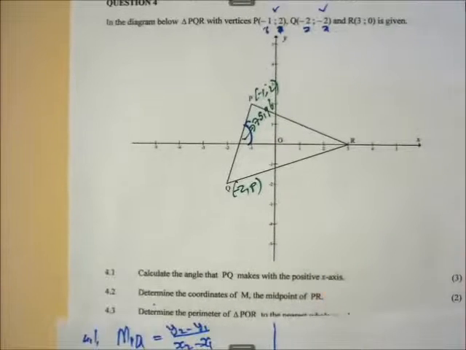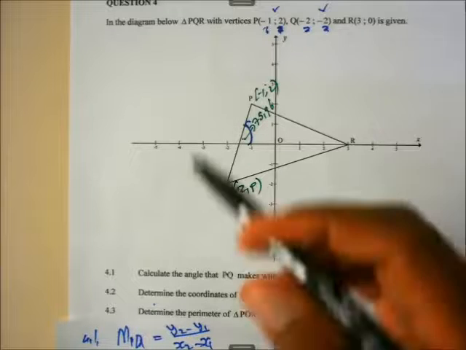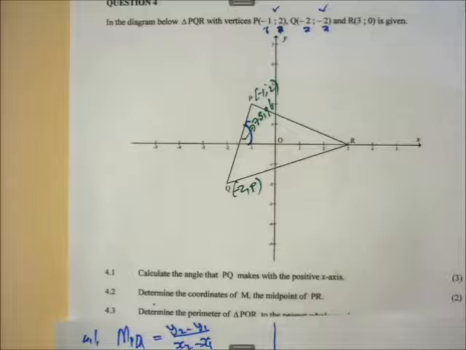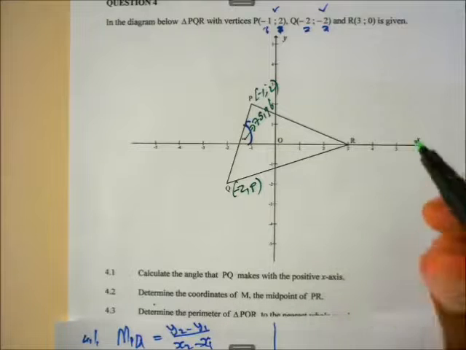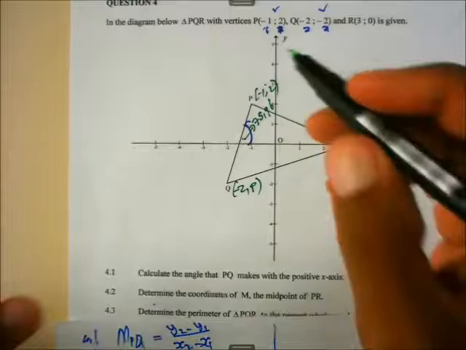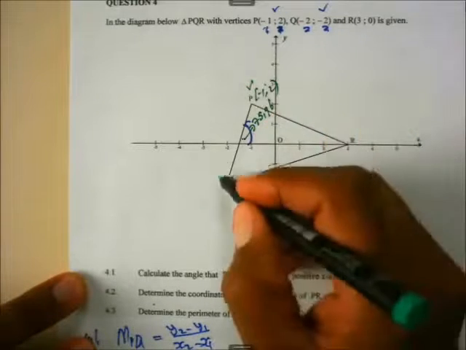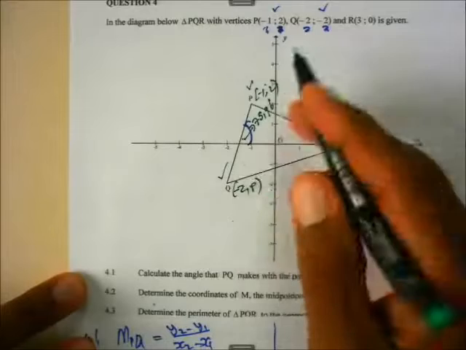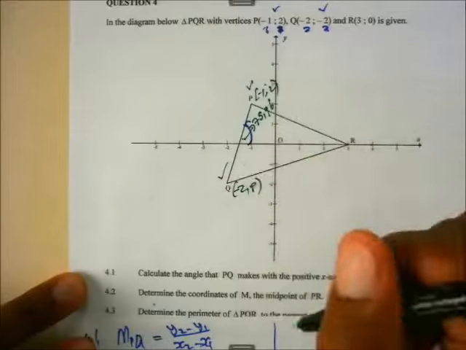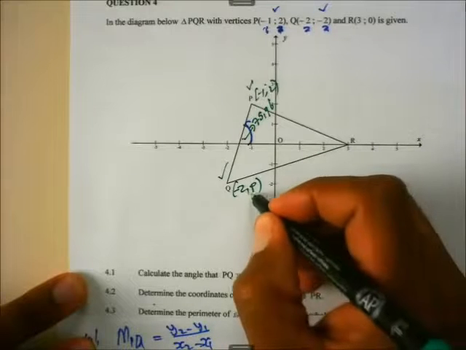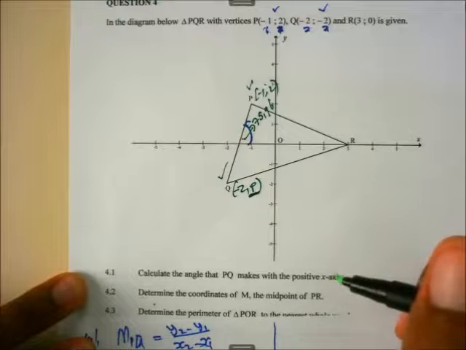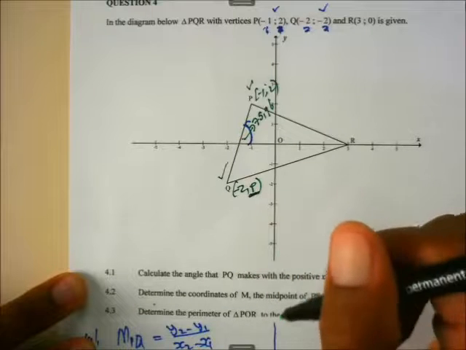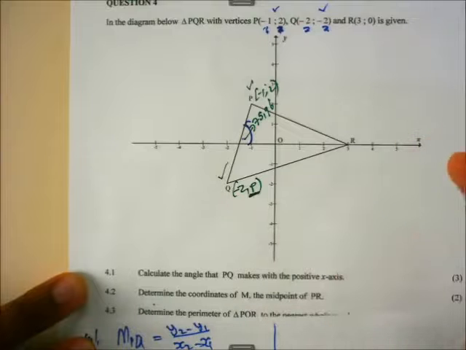You are asked now to determine the gradient of PQ. What is it that you are going to do here? Remember, for you to determine the gradient, you must make sure that you have the 2 points. Of course, when I look at this one, I have P as well as Q. But the problem here is I cannot use the gradient formula. Why? Because I don't know the value of P. Therefore, I cannot use the gradient formula.